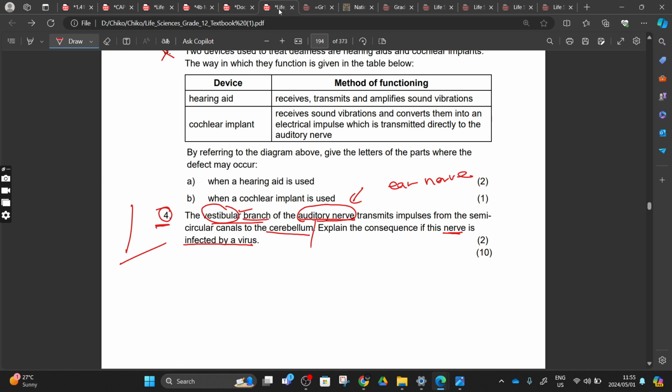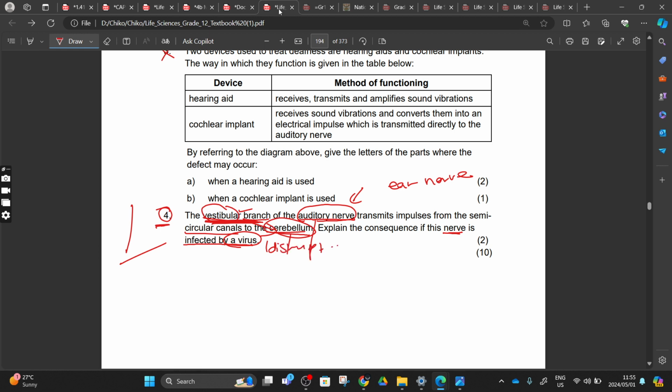So this is the branch that transmits impulses from semicircular canal to the cerebellum. For what? For balance, you know, right? This one is for balance. Then we'll explain the consequences if this nerve is affected by virus. So if this nerve is affected by virus, we are going to disrupt the movement of impulse from the vestibular branch to our cerebellum. So this impulse here is going to be disrupted, right?